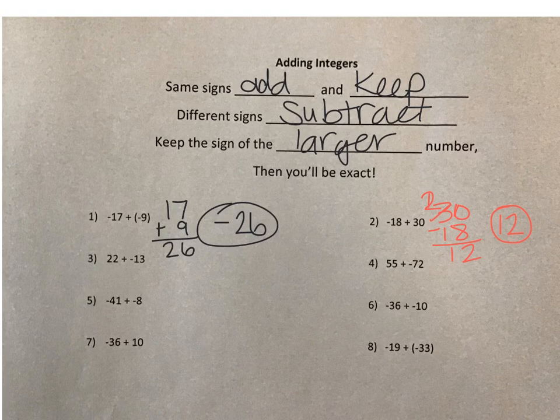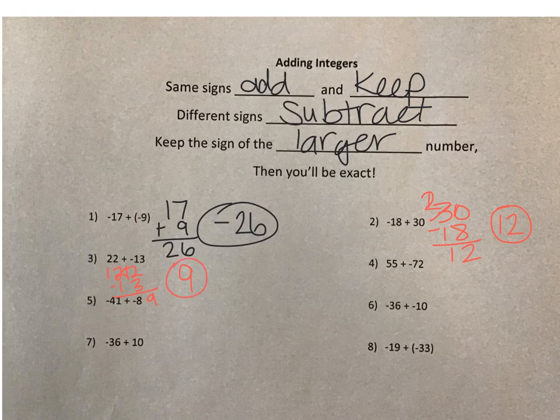Number three, 22 plus negative 13. Those are different signs, so we're going to subtract. 22 minus 13, we're going to borrow, and we're going to get 9. Different signs, so keep the sign of the larger number, which is 22, so it's going to stay positive.